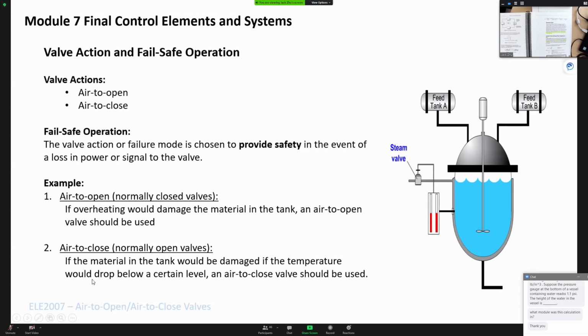The other one is normally closed. So if the material in the tank will be damaged if the temperature drops below a certain level, an air to close valve should be used. Because you want to keep the temperature up, it's not going to be subject to an overheating problem. If your air is failing or your control signal is failing, then your valve will always be open, so you always have the heating supply to the tank. That's how you choose air to open and air to close, depending on the application.